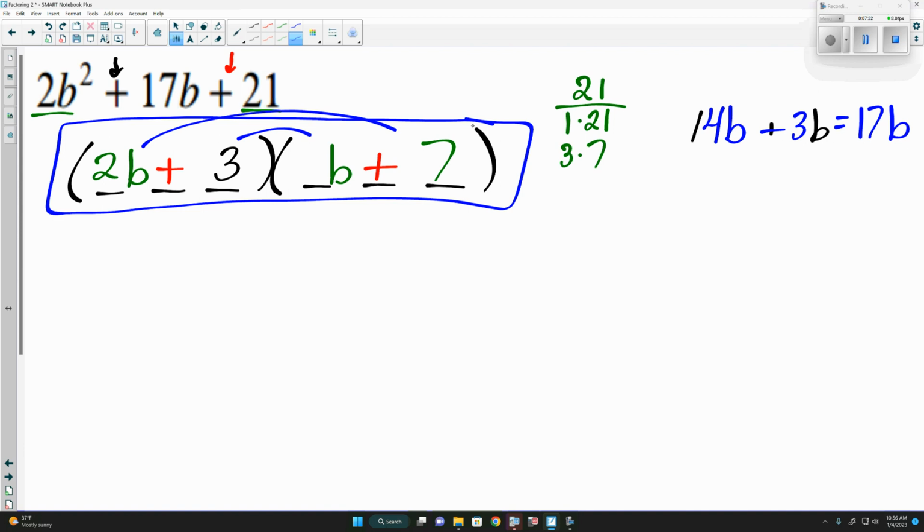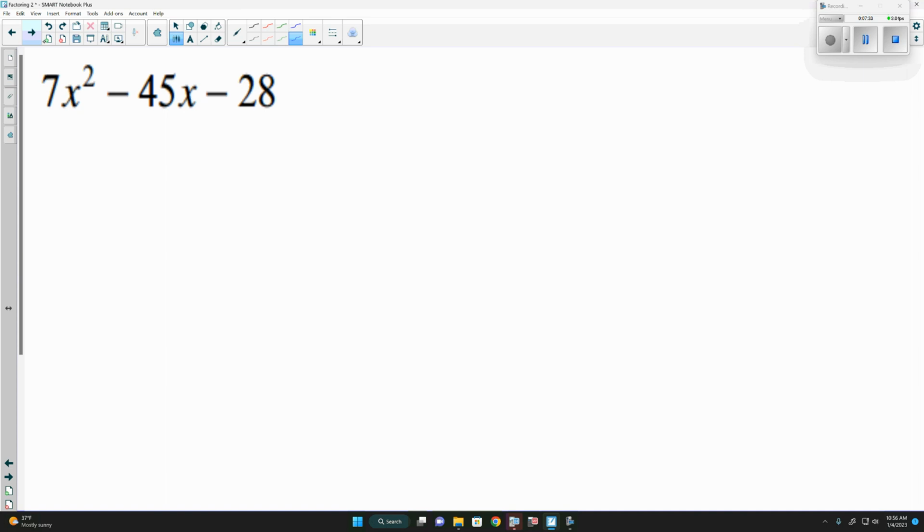Any questions on any of this here so far? Be ready for the next one. So we'll look at this one here and then move on to the other types that we have.